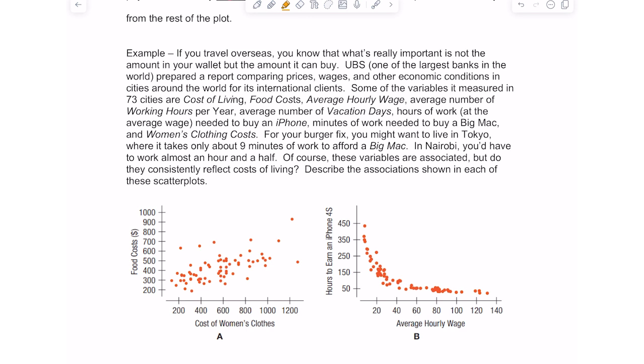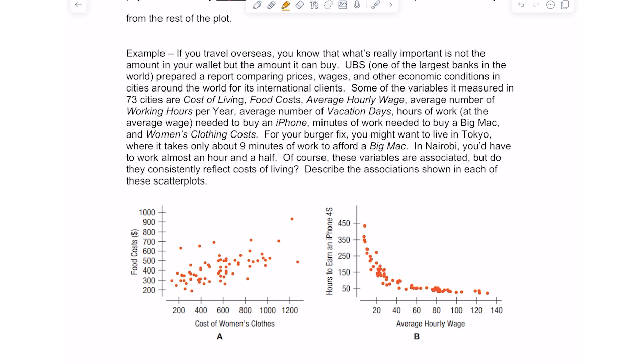For your burger fix, you might want to live in Tokyo, where it takes only about 9 minutes of work to afford a Big Mac. In Nairobi, on the other hand, you'd have to work almost an hour and a half. Of course, these variables are associated, but do they consistently reflect costs of living? Describe the associations shown in each of these scatter plots.